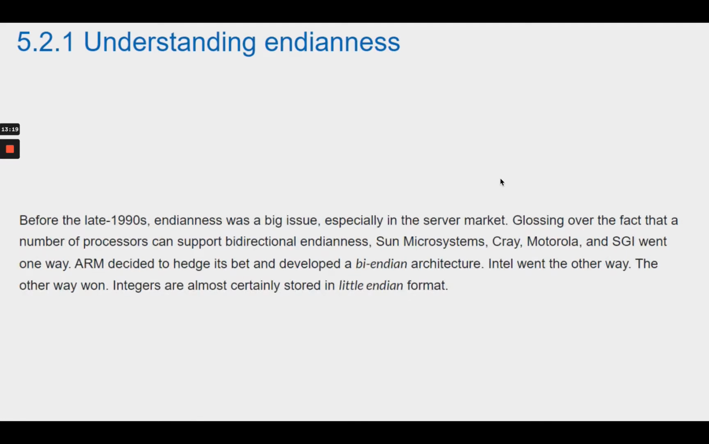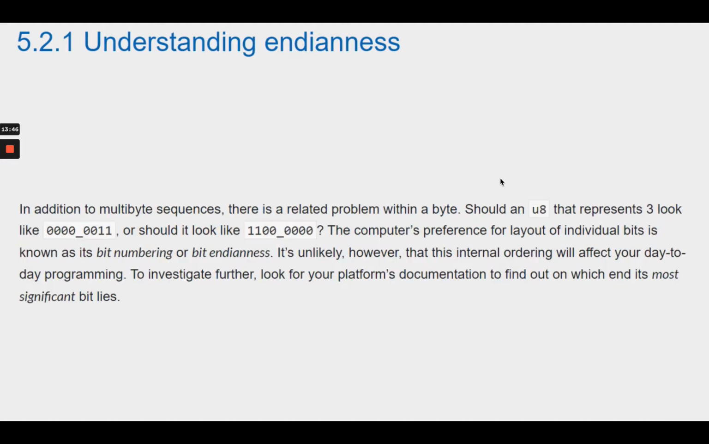Before the late 1990s, endianness was a big issue, especially in the server market. Glossing over the fact that a number of processors can support bidirectional endianness, Sun Microsystems, Cray, Motorola, and SGI went one way. ARM decided to hedge its bets and develop a bi-endian architecture. Intel went the other way. The other way won. Integers are almost certainly stored in little endian format.